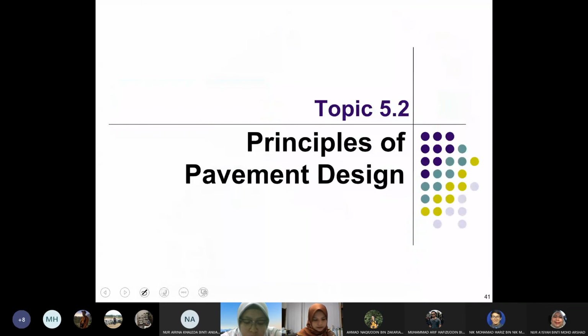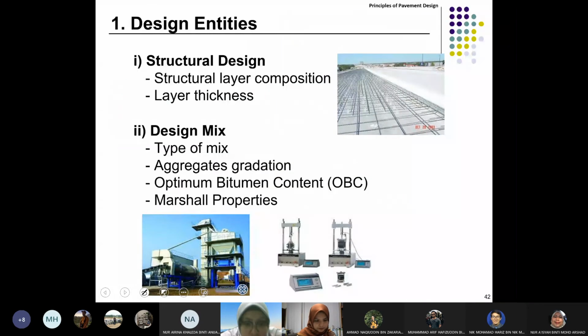Okay, sikit je sebelum kita pergi pada 5.3 dalam video tu. Structural design: in order to design the pavement, you need to know the structural layer composition and also the thickness, okay, ketebalan dia dan juga apa material kita guna untuk setiap layer.